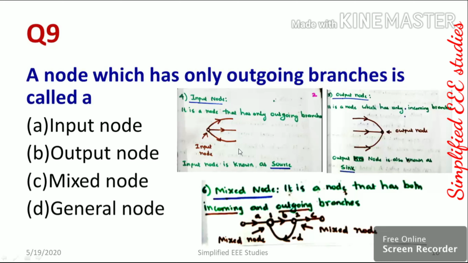A general node means a simple, single node type representation. If you put one dot or small circle, then we can call this a general node. So these are the different types of nodes. Now, by studying the concept, which would be the right answer? A node which has only outgoing branches is known as an input node. So I can go for option A.